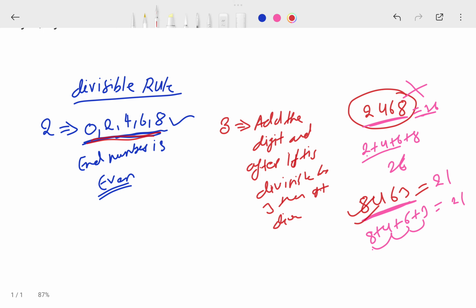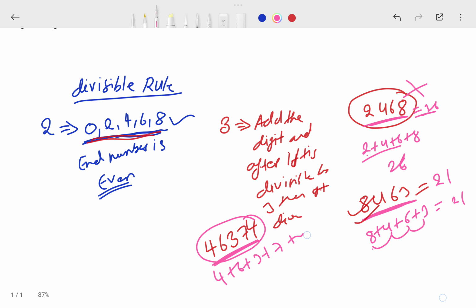Another example I will tell you: this is given 4 6 3 7, and let's suppose this is 4. Now I'm telling you, add these. How can you check whether this number is divisible by 3 or not? It is very easy. Add all the digits: 6 plus 4 plus 6 plus 3 plus 7 plus 4. If you add these digits, what is it going to be? It is going to be 24.